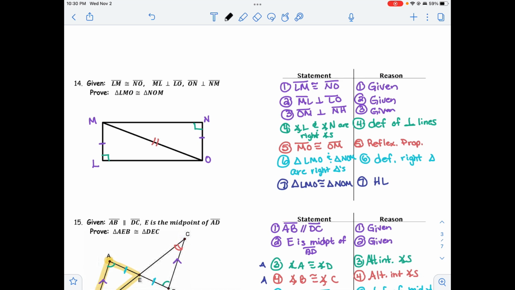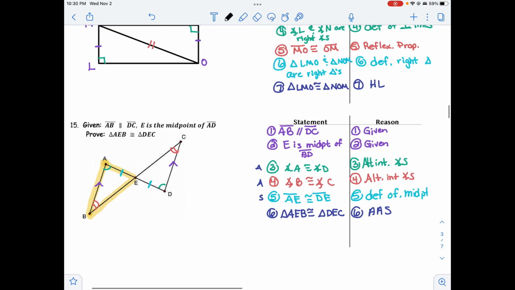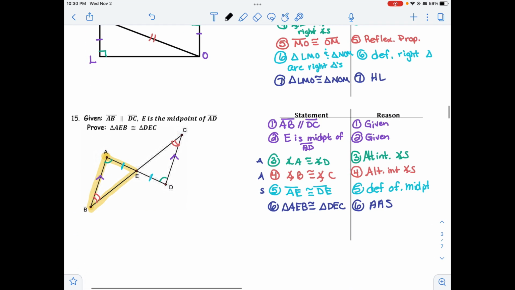This one we can do hypotenuse leg because we do know the hypotenuse, we know another side, and we know the right angle. So therefore it will be a hypotenuse leg. And then for 15, there are your answers.